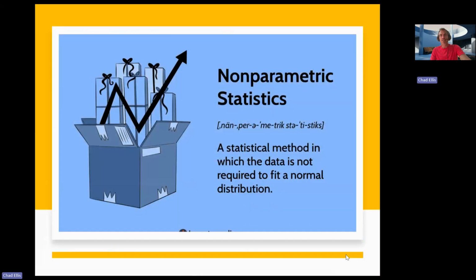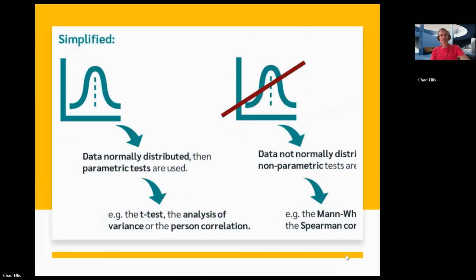Right, so non-parametric stats is basically a statistical method in which the main criterion is that the data does not fit a normal distribution. If we have normally distributed data, say we run an empirical test and find that our data is normally distributed, we can do our parametric test, depending on what type of test we want to do, whether that be a t-test, a correlation, or analysis of variance, ANOVA.